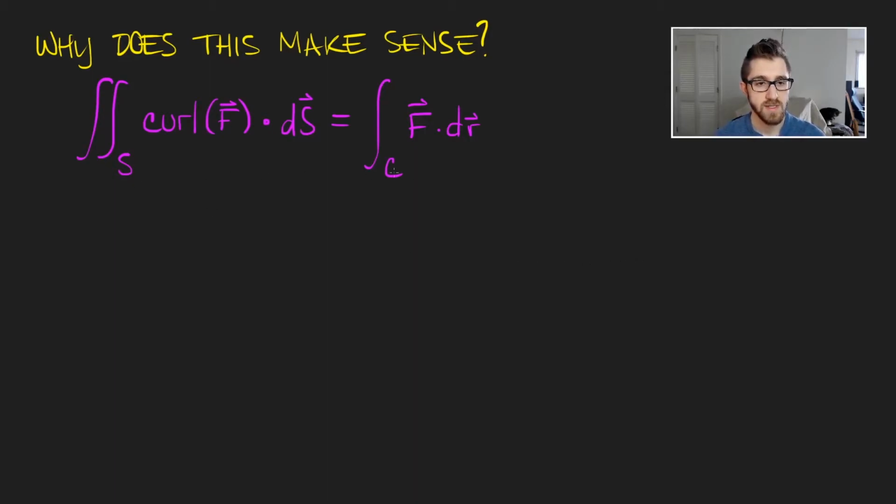Now, this is the equation for Stokes' theorem. And I want to take a second to give you just a quick look into why it might make sense, like why these two things might be equal. The way I like to think about it is they're sort of measuring the same thing. And maybe the simplest place to see that is to imagine that the surface is a small disk.